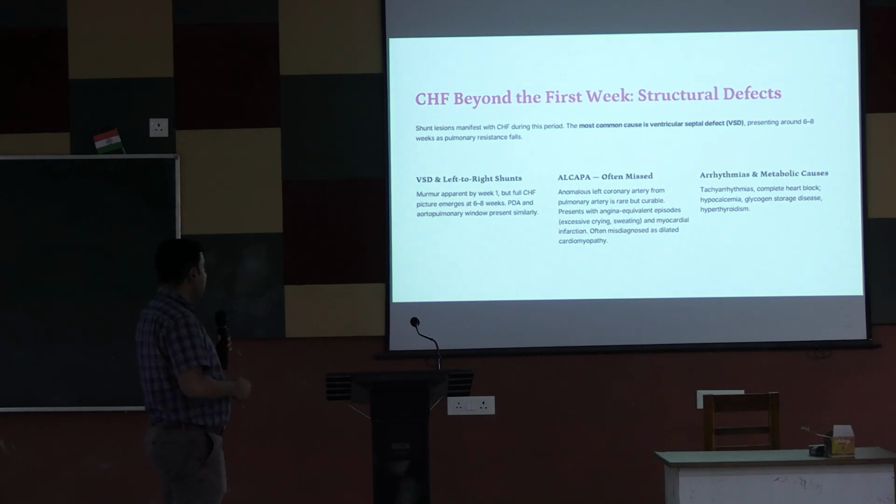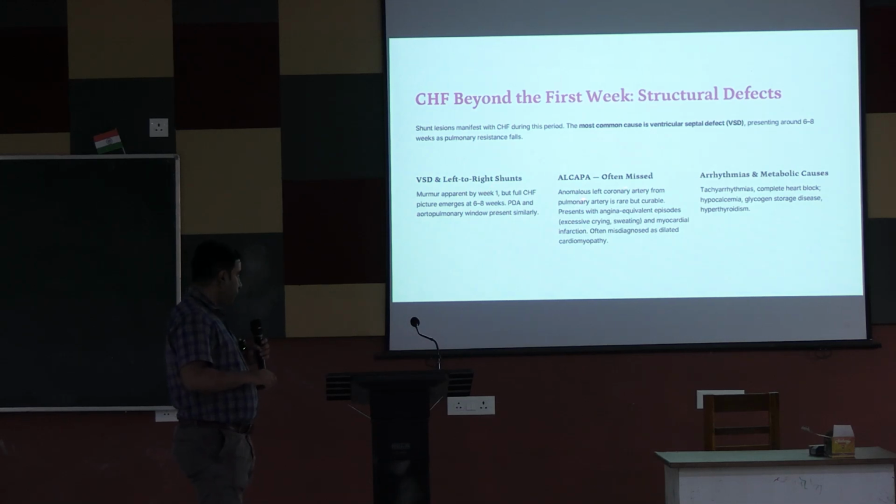Now, after the first week of life, what are the causes? The most common cause is ventricular septal defect, as I was telling, presenting around 6 to 8 weeks as pulmonary resistance falls. Means VSD will cause pulmonary congestion and finally right-sided heart failure. VSD left to right shunt, murmur will appear by the 1st week, but full congestive heart failure emerges by 6 to 8 weeks. Means it will take time, almost 2 to 3 months.